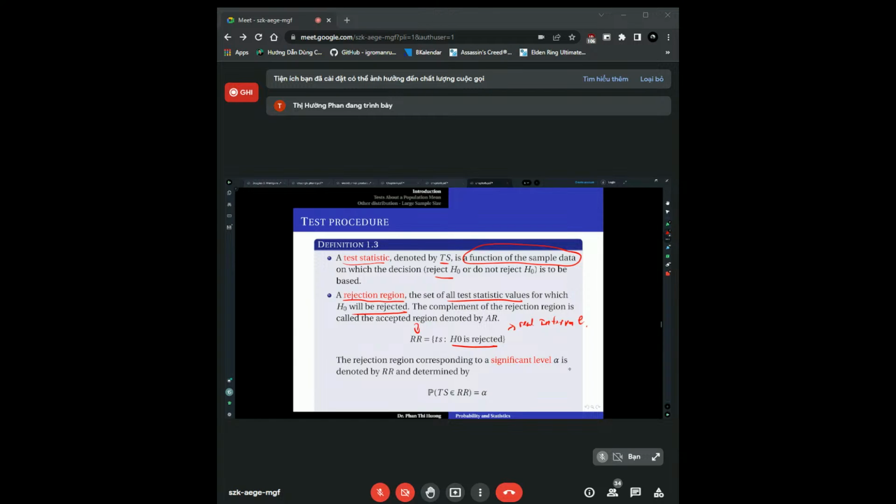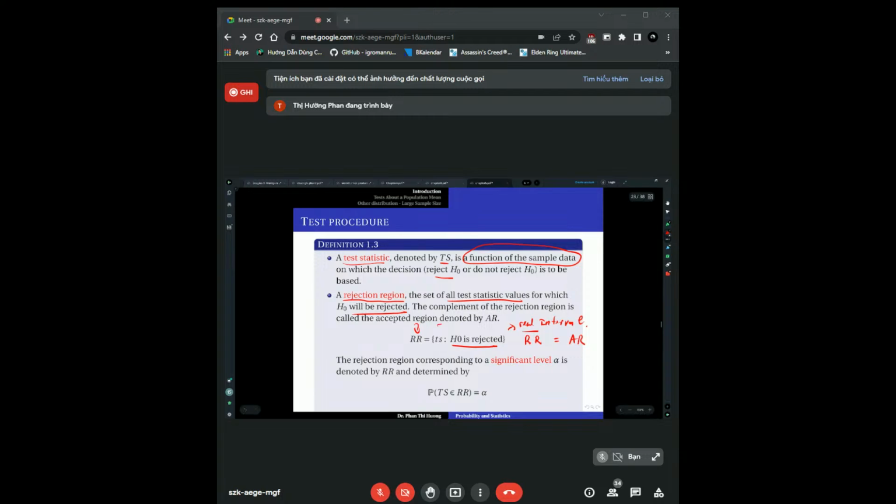Of course, the complement of rejected regions is called the accepted regions. Okay, so the complement of rejected regions equals the accepted regions. Now the question is, how could we find the rejected regions? If we know rejected regions, we can know whether we should reject H0 or not.